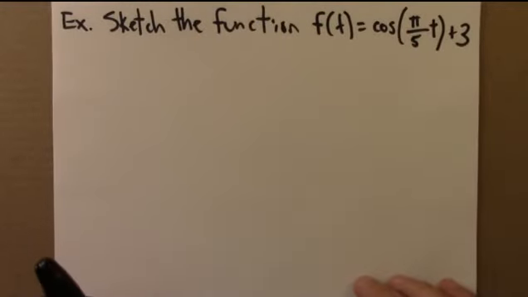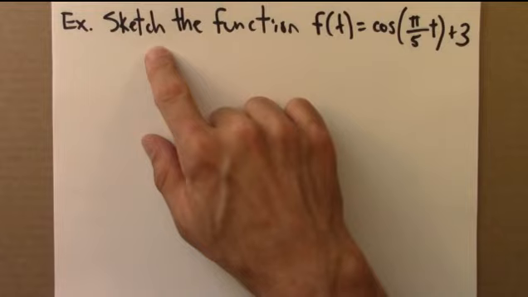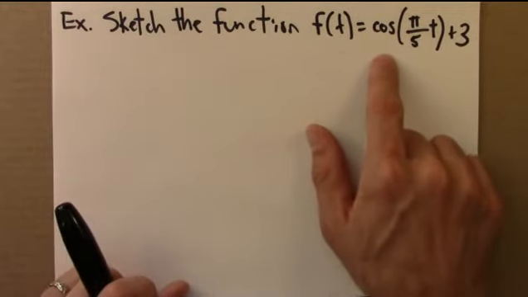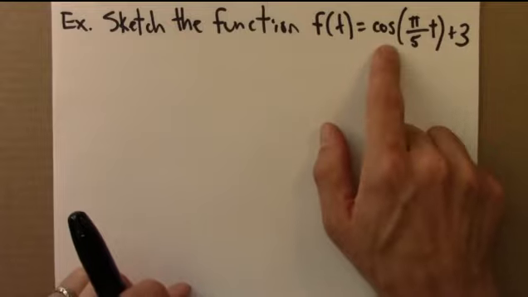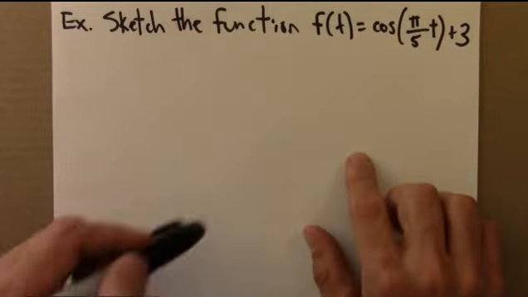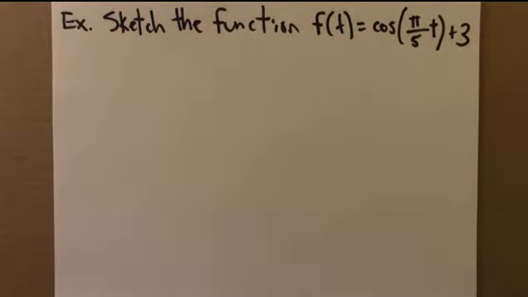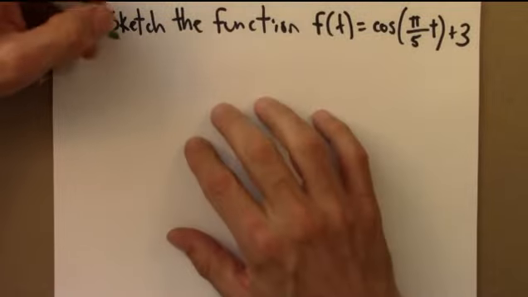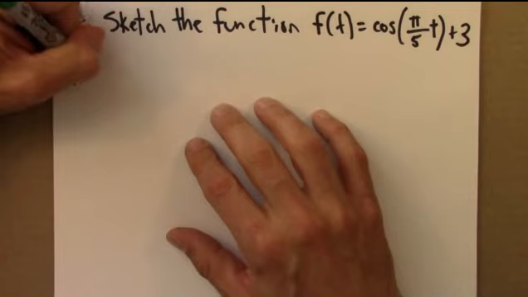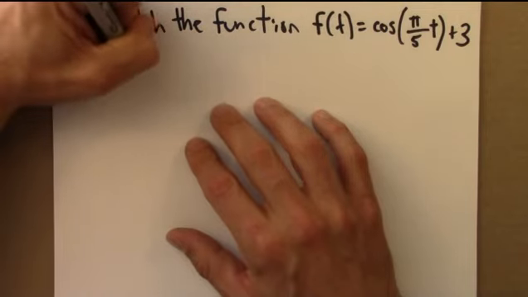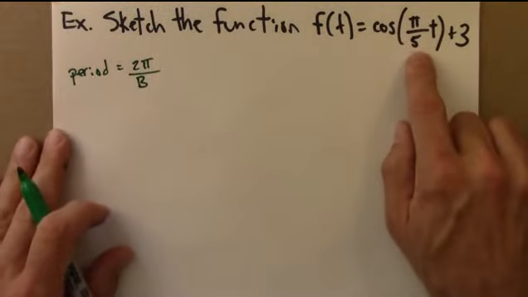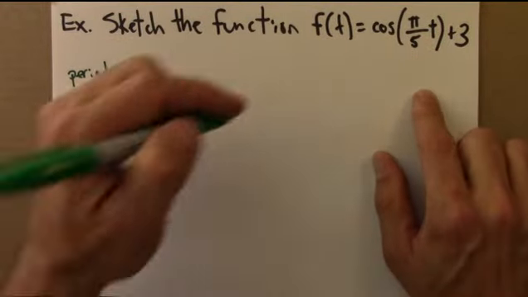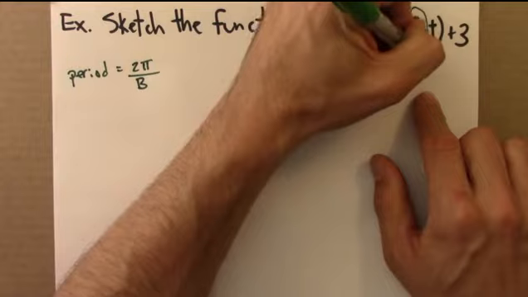So here's our first example. Suppose we need to sketch the function f of t is cosine of pi over 5 t plus 3. So this will be a cosine function, so it starts at 1 and then it wiggles. Let's first think about what the period is. So we know that the period is 2 pi over b. And b is the thing that's in front of t. So b is pi over 5.